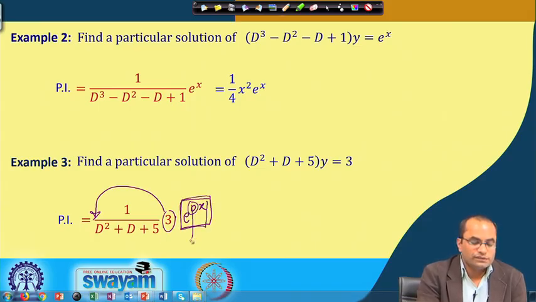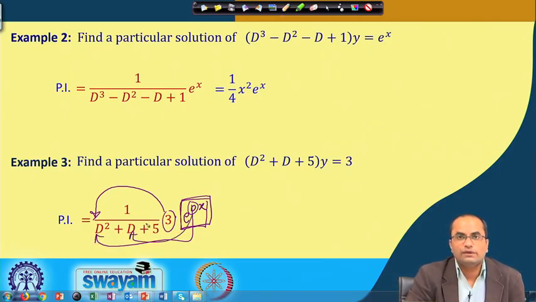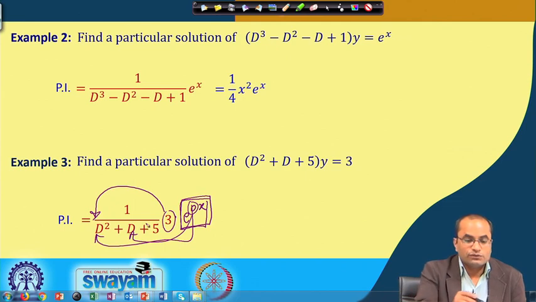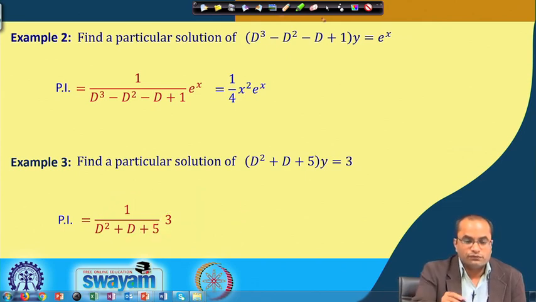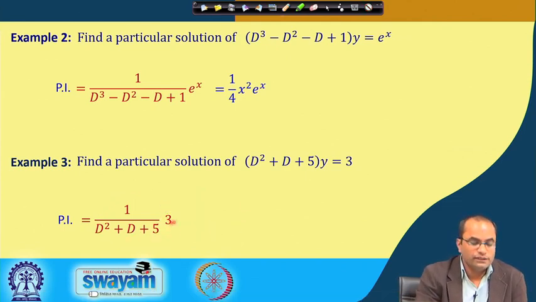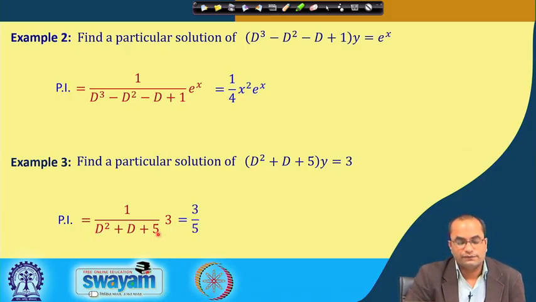So, this 0 will be substituted for this d here, the same formula for e power a x we have used. Doing this, the value will be 3, and then when we put d to 0, we will get 1 over 5 there. So, the value will be 3 by 5.